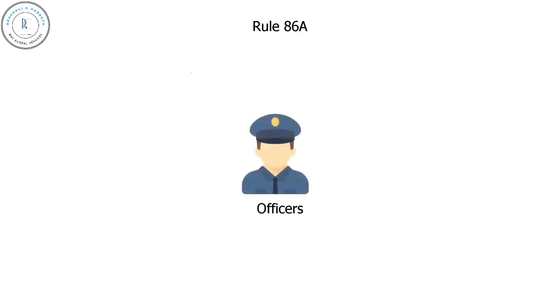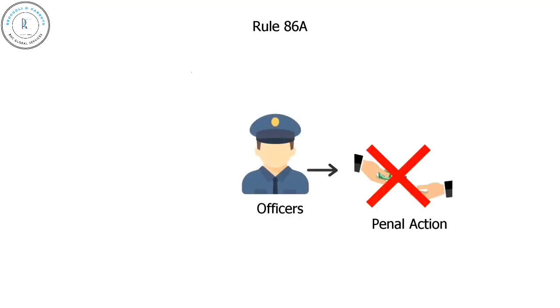Opportunity of being heard. Rule 86A is unilateral as it allows officers to take penal action without giving the assessees an opportunity to be heard. Mahadeo Construction Company v. Union of India. KSR Enterprises Limited v. State of UP Government.